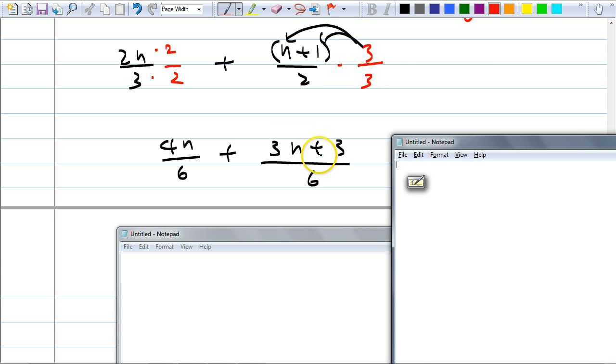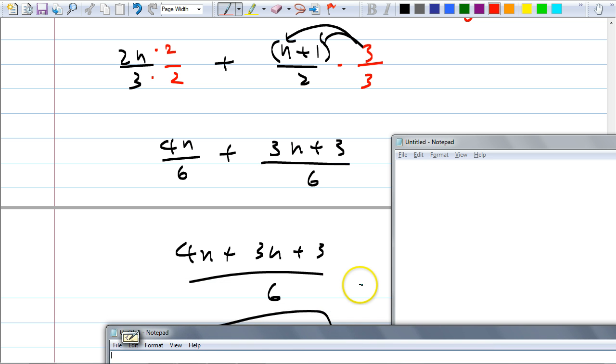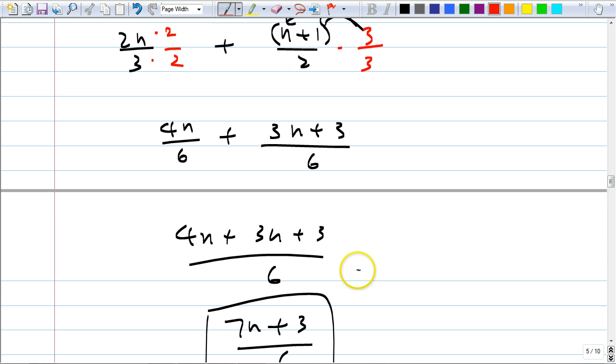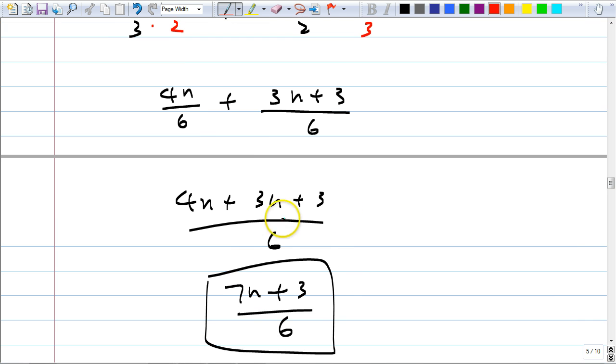Can I just write 3n plus 1? Well, that would be wrong. You're multiplying the whole numerator by 3, and the numerator happens to have 2 terms, so you have to multiply it twice. Now, Lindsay, when you add them together, you get 7n plus 3 over 6. You got it. So you get 4n plus 3n plus 3 all over 6.